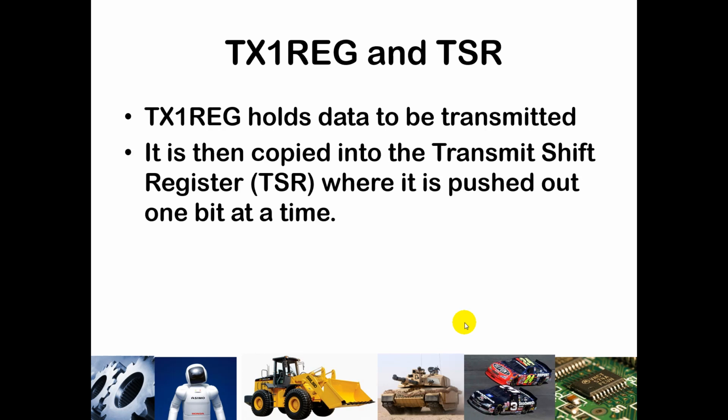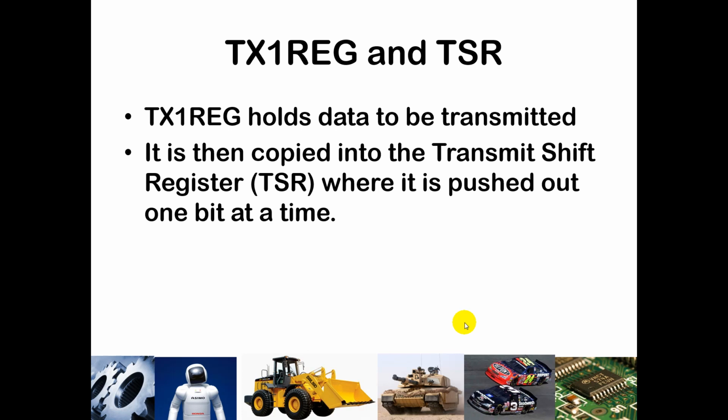When you do set up the data to be transmitted, TX1REG is where you're going to put the data that you want transmitted out. So what will happen is you'll put a value into TX1REG, then that will be copied into the TSR, which is the transmit shift register, and that value will be sent 1 bit at a time from least significant bit to most significant bit across the TX line.